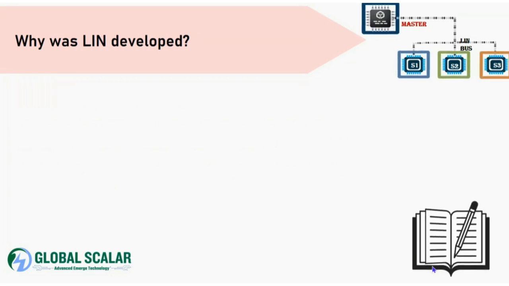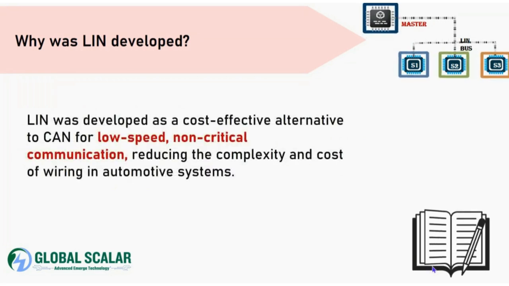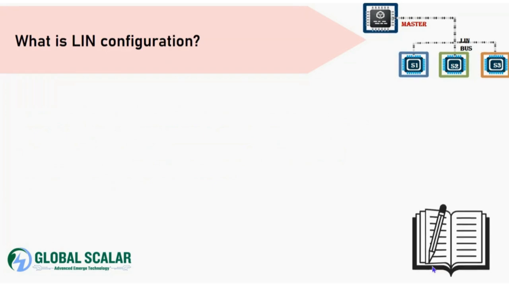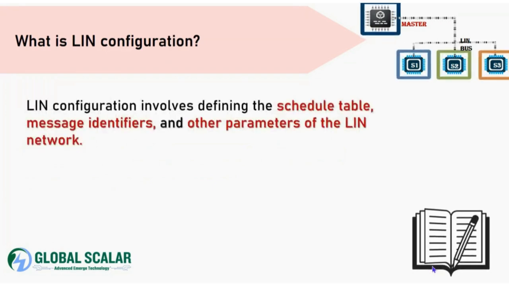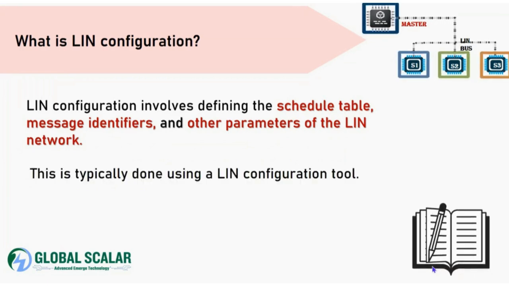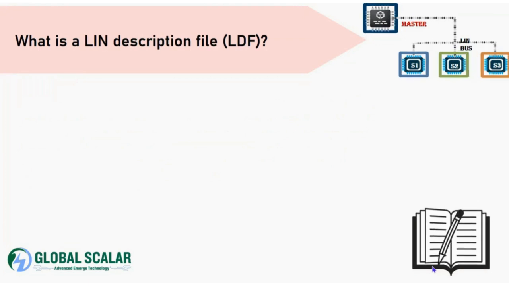Why was LIN developed? LIN was developed as a cost-effective alternative to CAN for low-speed, non-critical communication, reducing the complexity and cost of wiring in the automotive system. What is LIN configuration? LIN configuration involves defining the schedule table, message identifier, and other parameters of the LIN network. It is typically done using a LIN configuration tool.